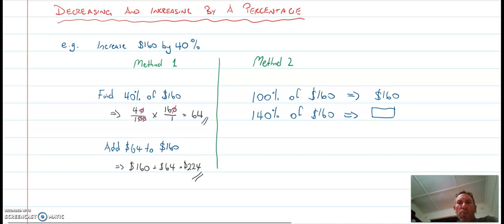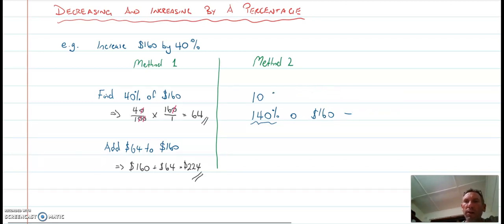That's based around the idea that 100% of something is just the number itself, no change. If I want to increase by a certain percentage, then I'm finding 110% or 120% of that number. I'm increasing by 10, increasing by 20, in this case, increasing by 40, so I want 140% of it. And you guessed it, if I'm decreasing, then I want to take that off 100%. So if I'm decreasing by 20%, I want to take 80% of that number. We'll come to a decrease example in a moment. Okay, so this is method two. Rather than finding 40% of $160 and adding it on, I'm going to find 140% of $160, and that will be my answer. I don't have two things to do.